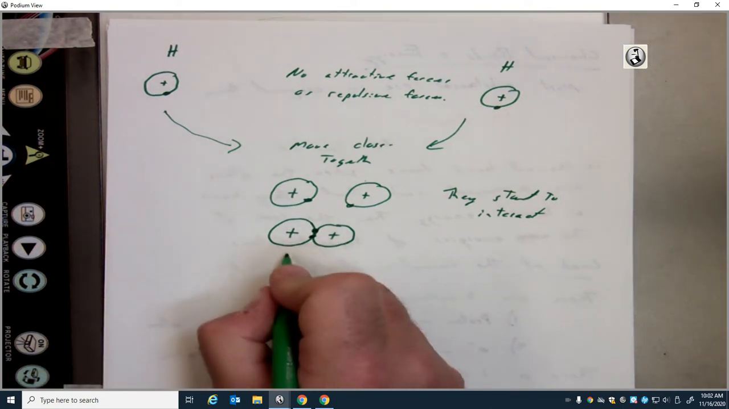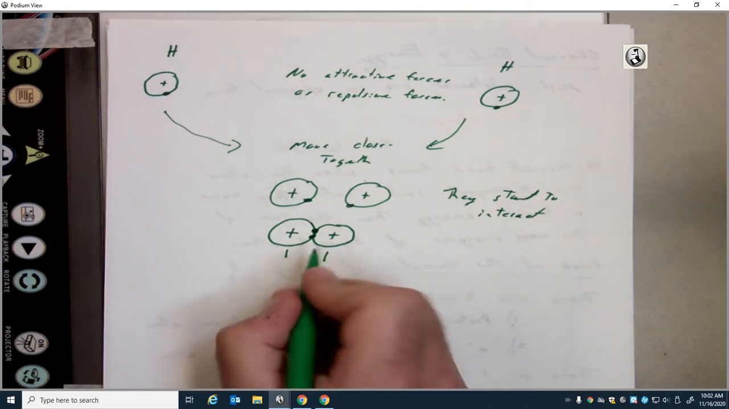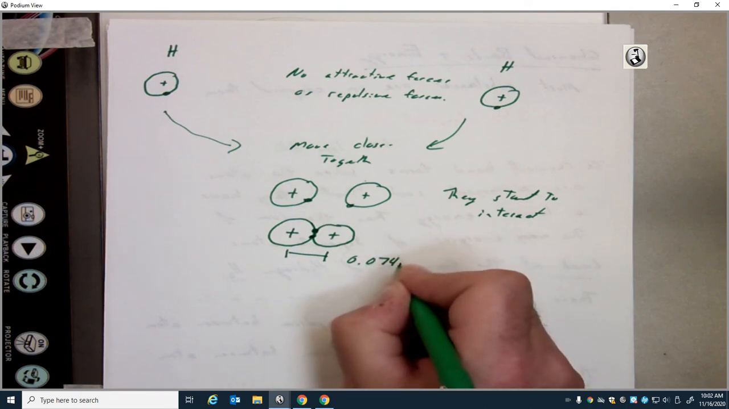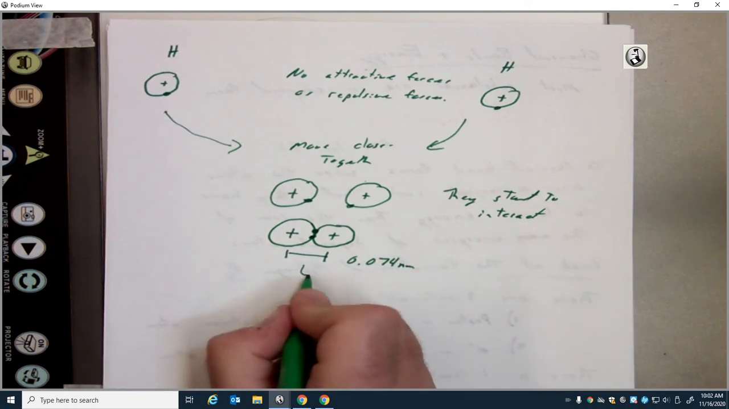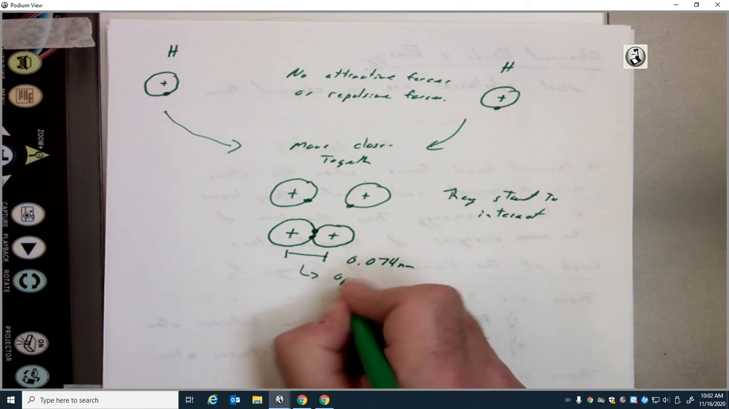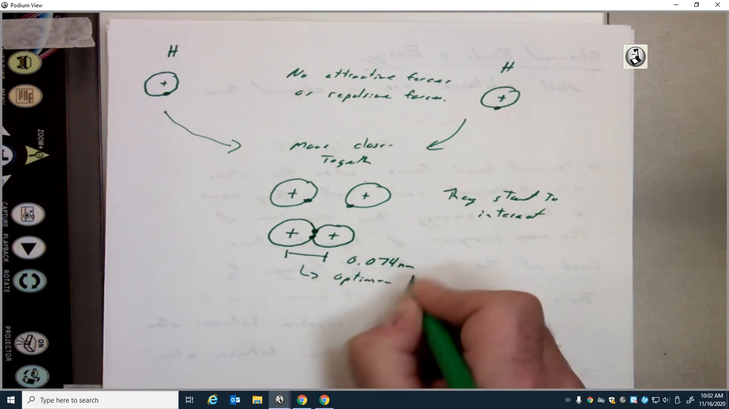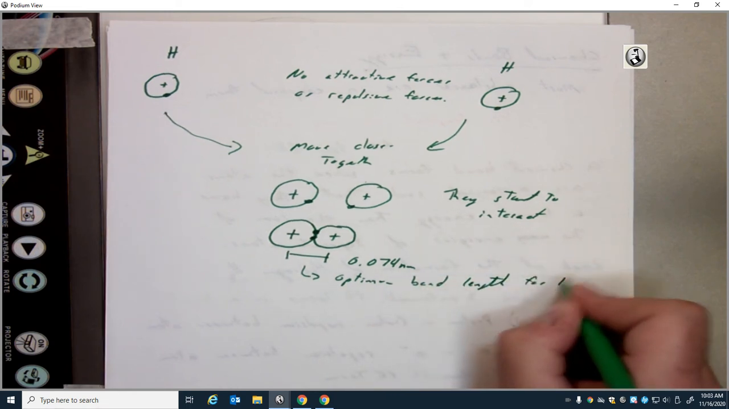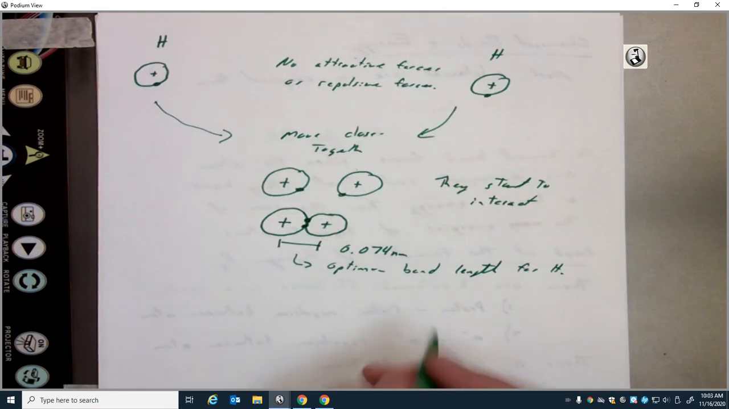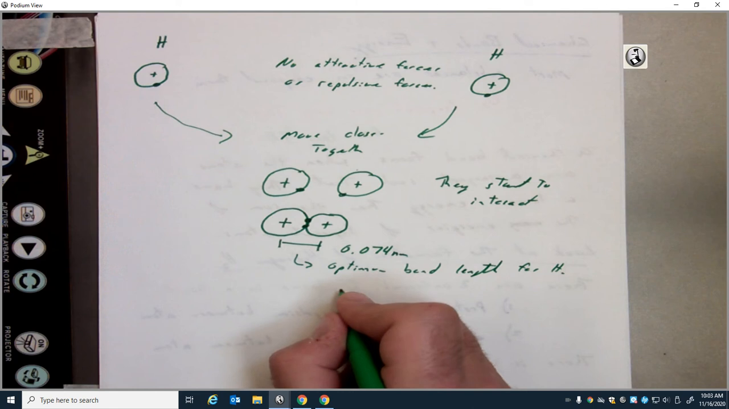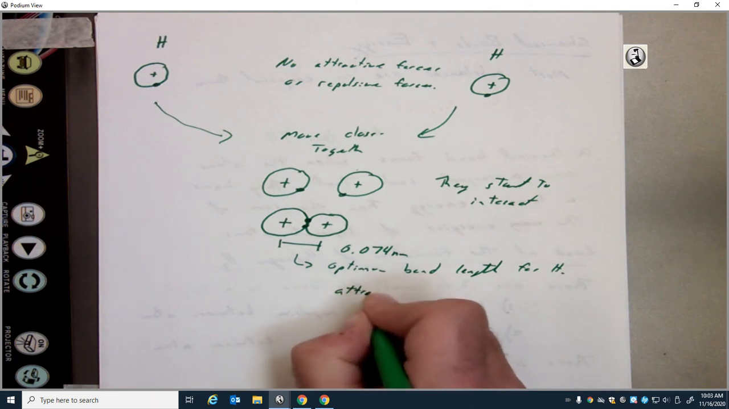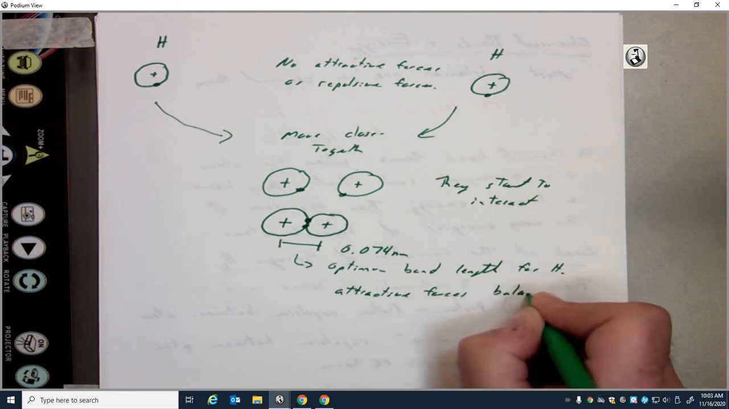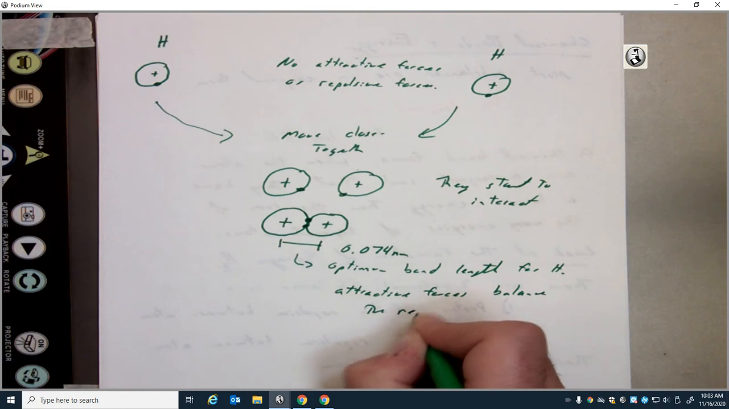Okay. This distance for hydrogen is 0.074 nanometers. And it's the optimum bond length for hydrogen only. And at this distance, the attractive forces balance the repulsive forces.